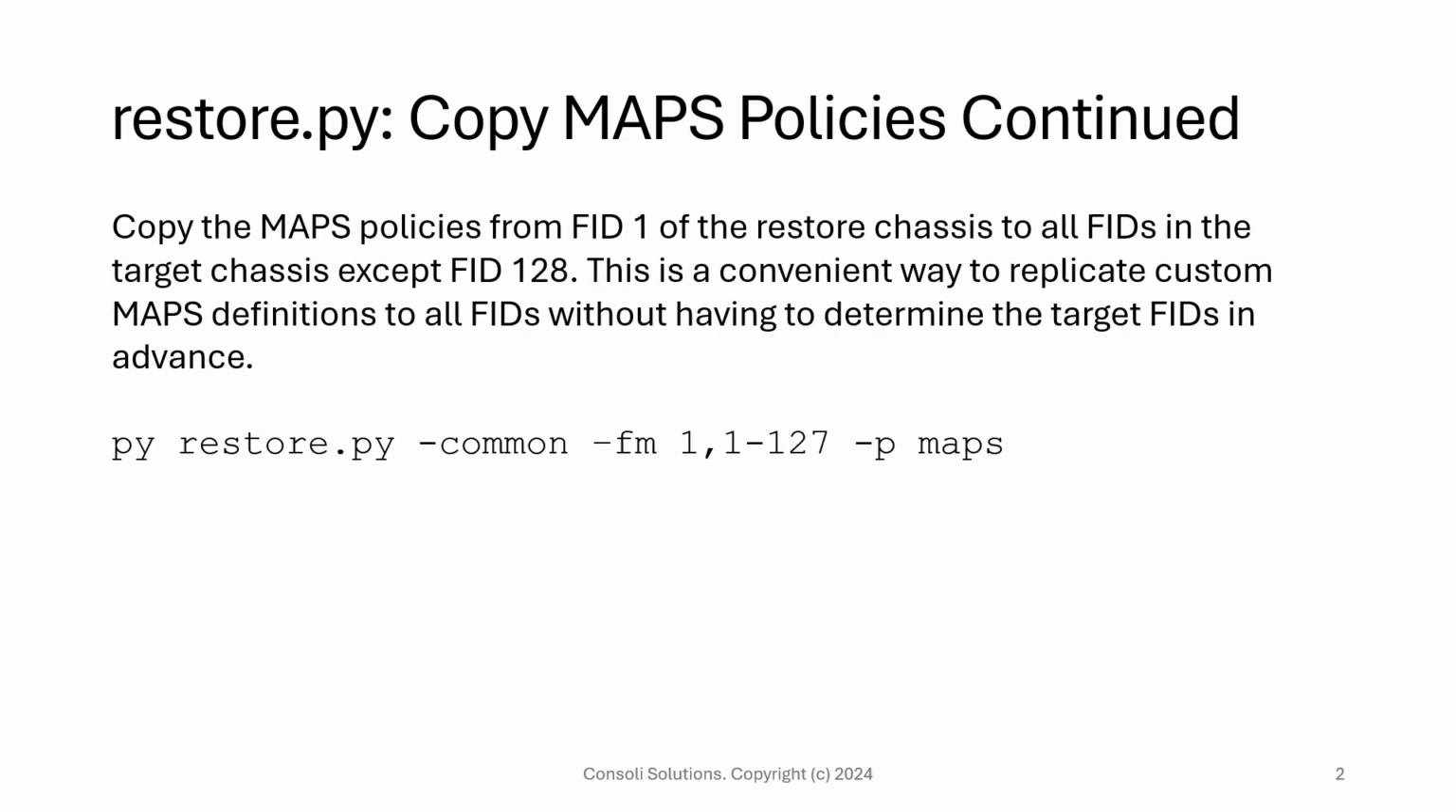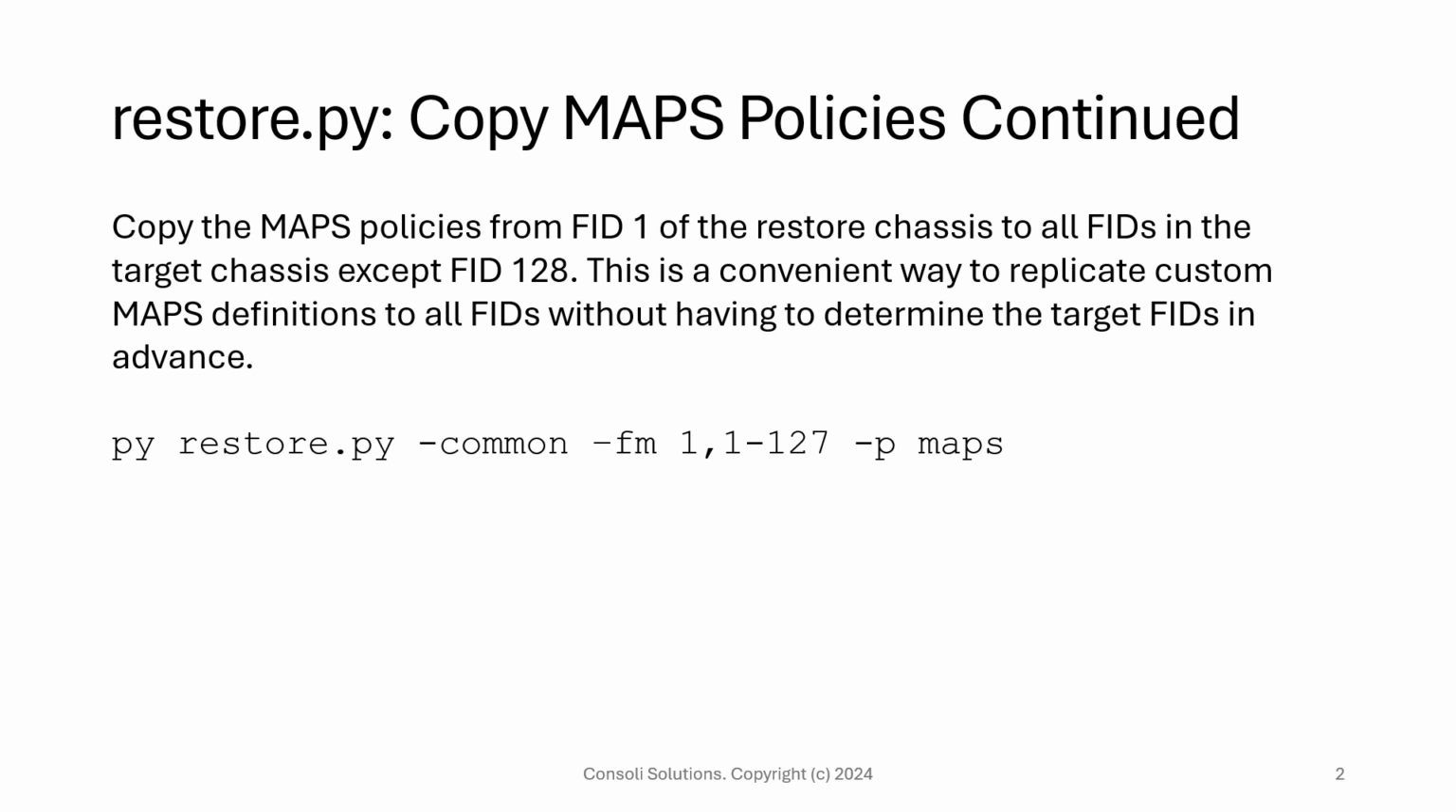In this example, we're going to copy maps policies from FID1 of the restore chassis to all the FIDs in the target chassis except for FID 128. This is a convenient way to replicate custom maps definitions to all FIDs without having to determine the target FIDs in advance. Except when creating logical switches, the target FIDs are automatically determined and only existing FIDs are used.